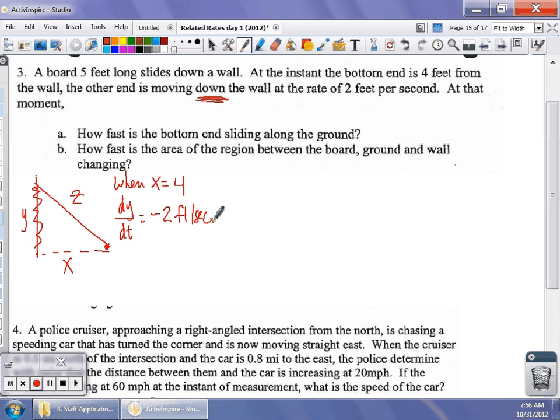So question A, how fast is the bottom end sliding along the ground? So they want me to find dx/dt. In other words, how fast is the board moving in the x direction? All right, let's see what we have here. I think it's pretty clear that we're going to go with our friend the Pythagorean theorem. x squared plus y squared is equal to z squared.